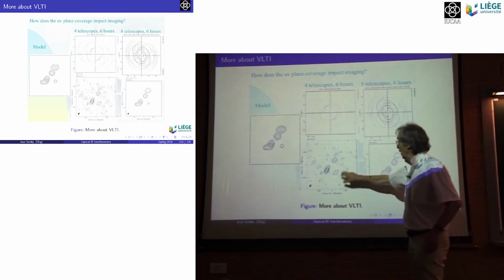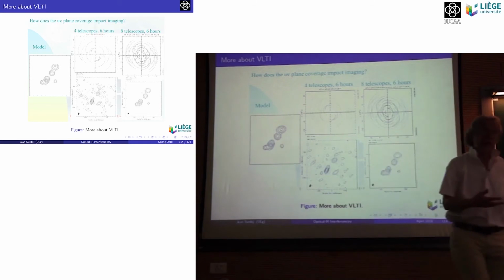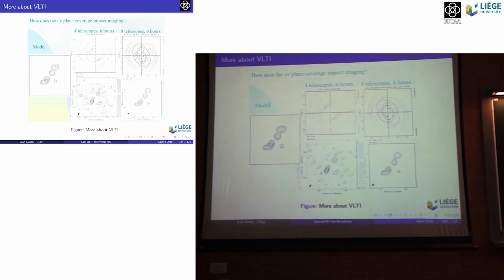Here we have, well, many spurious detections. You don't know if it's real or not real. So this was to answer one question that Hamid asked me. Well, can you get an image of an object? So if you don't know what model represents your object, you have no other way than sampling the UV plane as well as you can to retrieve what you think is the source model.